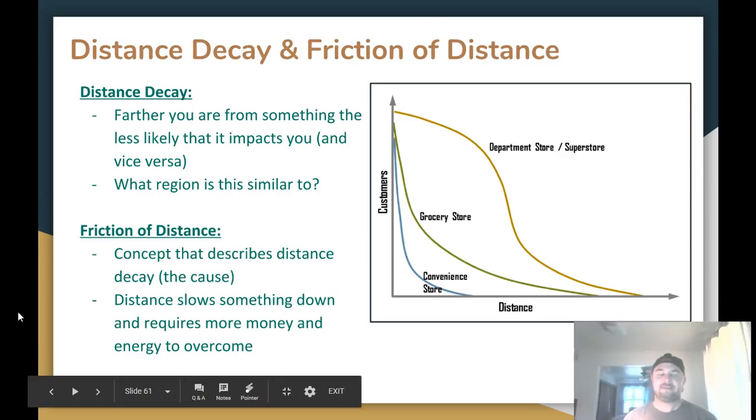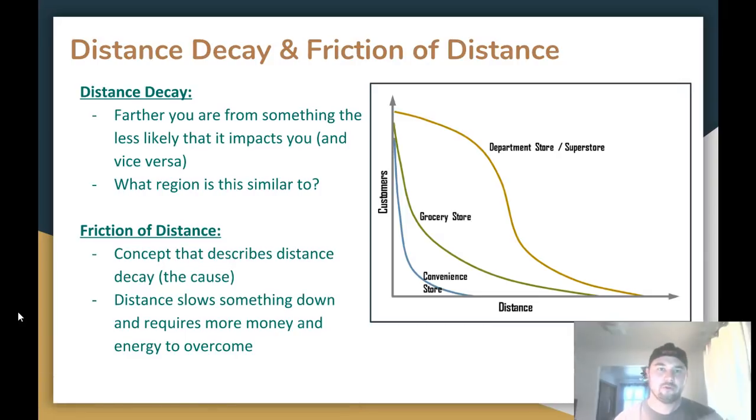So we have two concepts here. Both go with that nodal type region, that functional region: distance decay. Basically, again, distance decay, the further you get away from something, the less interaction you're going to have with it. Okay, just the further you get away. Now, the reason you're going to have less interaction is because of the friction of distance. Because distance is going to cause friction between the two.